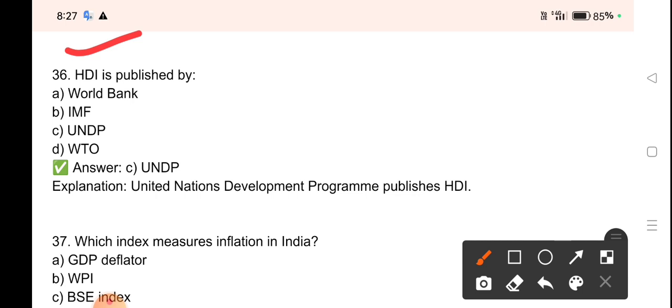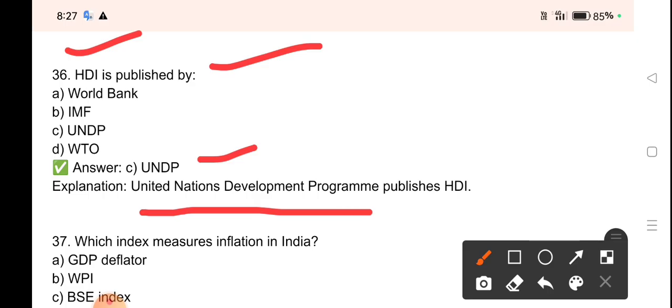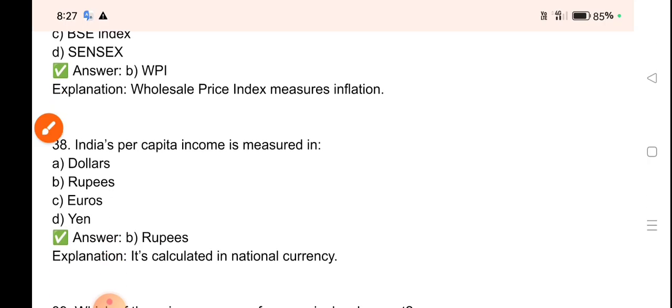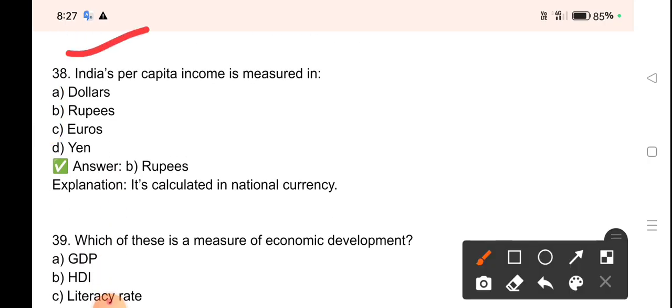HDI is published by UNDP. United Nations Development Programme published HDI. Which index measures inflation in India? WPI. Wholesale Price Index measures inflation. India's per capita income is measured in rupees. It's calculated in national currency.